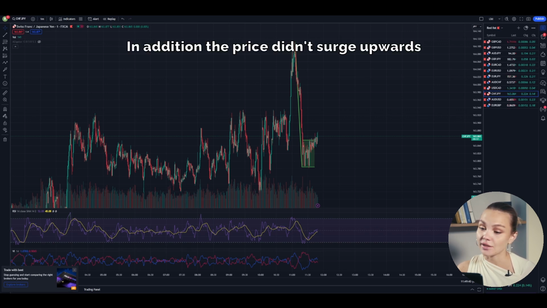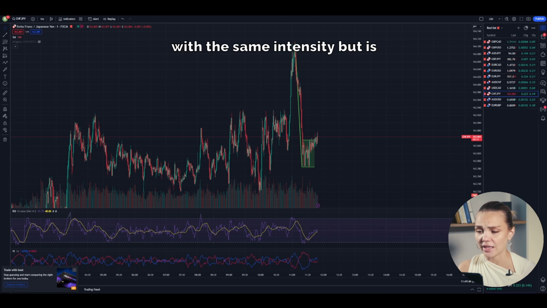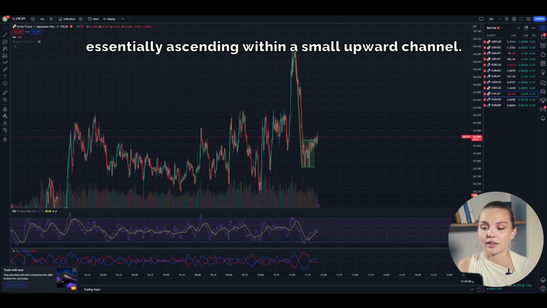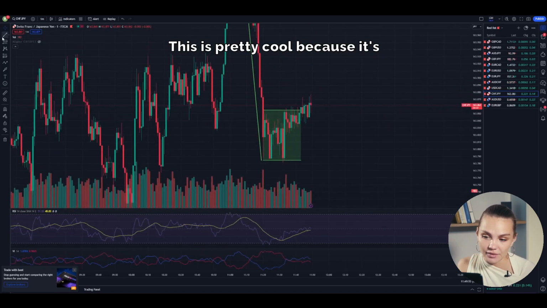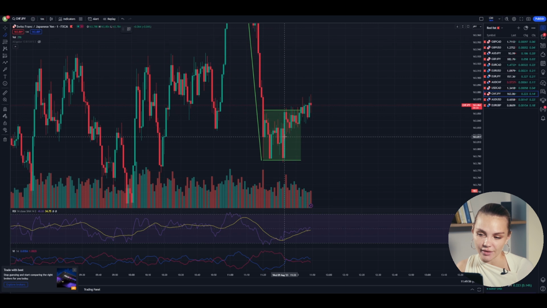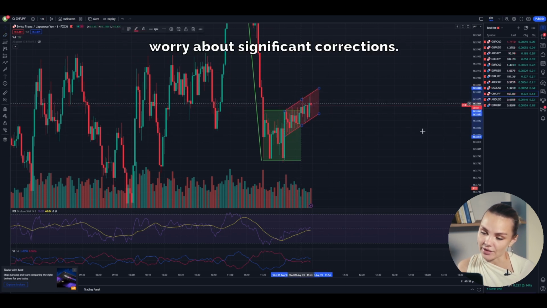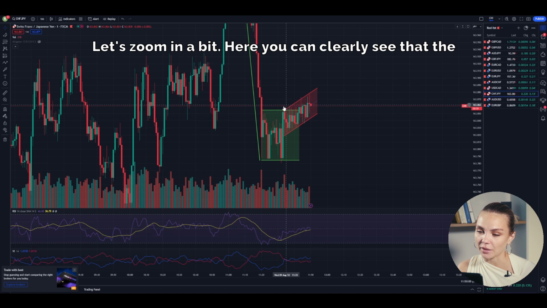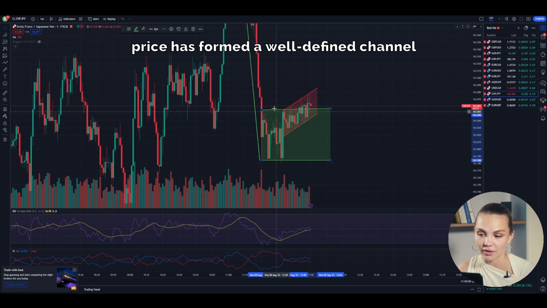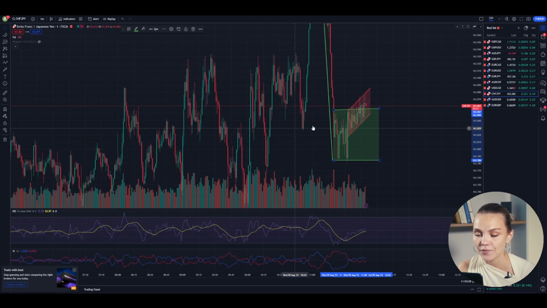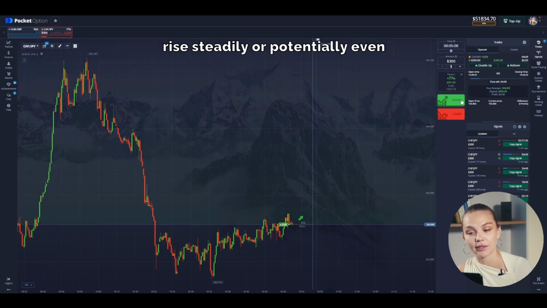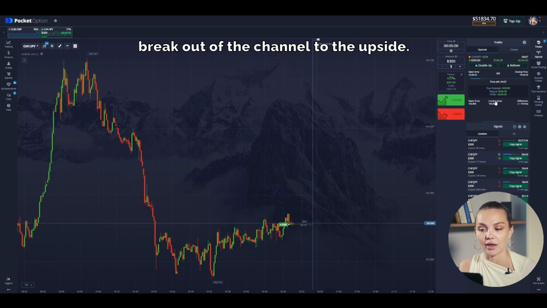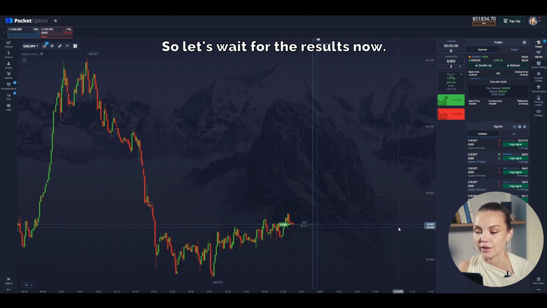In addition, the price didn't surge upwards with the same intensity, but is essentially ascending within a small upward channel. This is pretty cool because it's likely that the price will gradually rise, and that means we don't have to worry about significant corrections. Let's zoom in a bit. Here you can clearly see that the price has formed a well-defined channel which is following an upward trajectory. Going forward, I expect the price will either continue to rise steadily or potentially even break out of the channel to the upside. So let's wait for the results now.